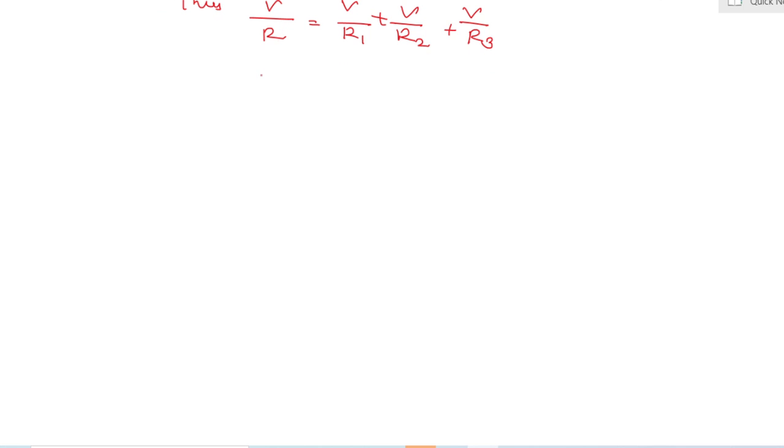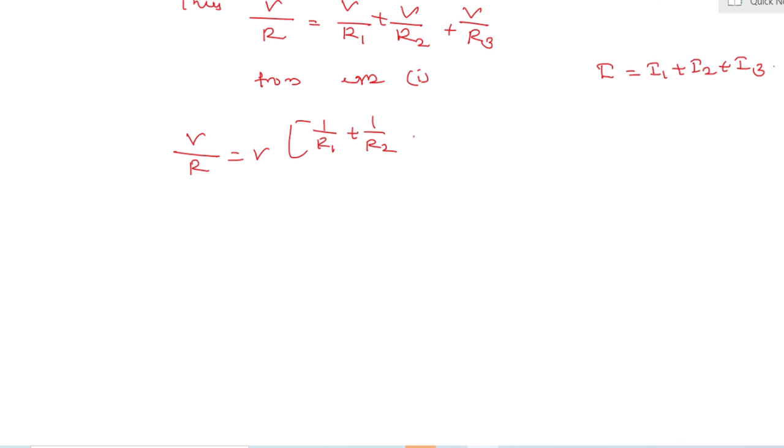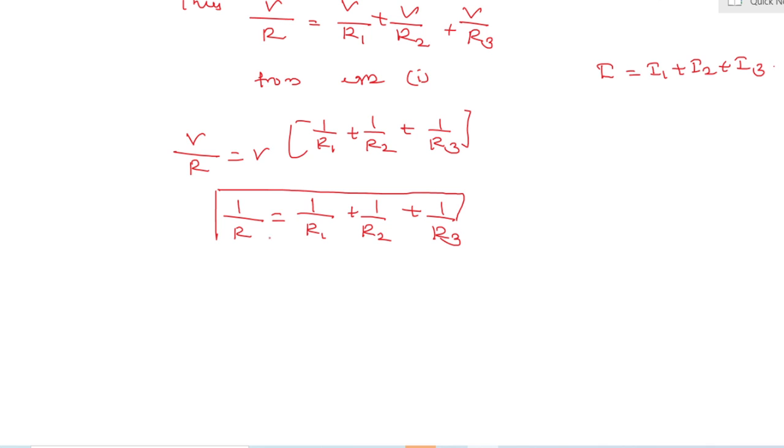From equation 1, I is equal to I1 plus I2 plus I3, we get V by R is equal to V times the bracket 1 by R1 plus 1 by R2 plus 1 by R3. Then it is nothing but 1 by R is equal to 1 by R1 plus 1 by R2 plus 1 by R3. Yes, my dear students, for resistors in parallel: 1 by R is equal to 1 by R1 plus 1 by R2 plus 1 by R3.